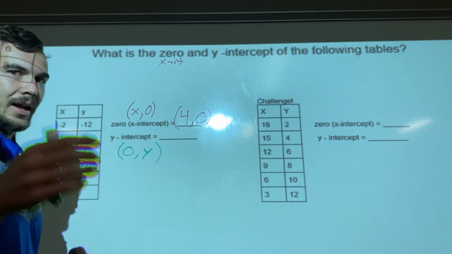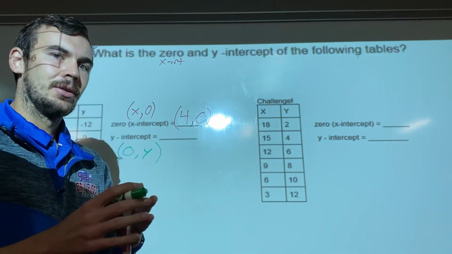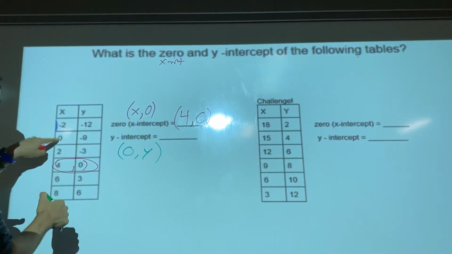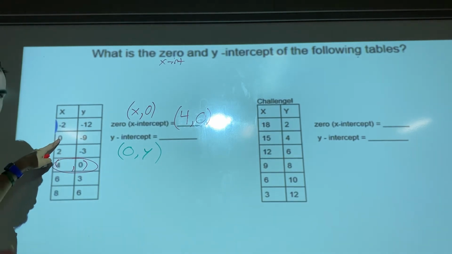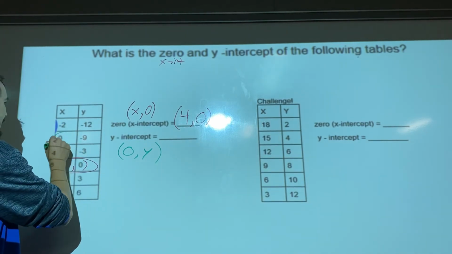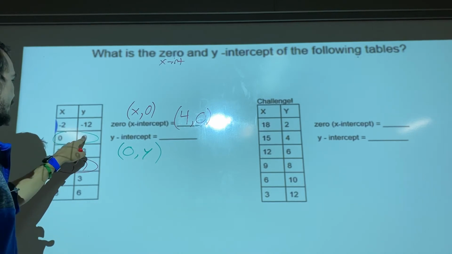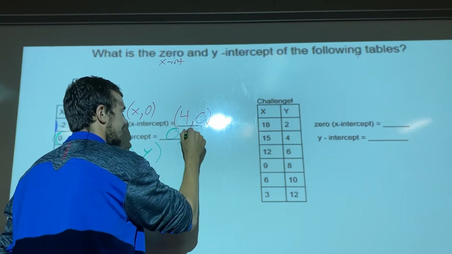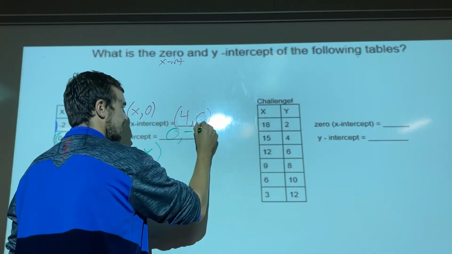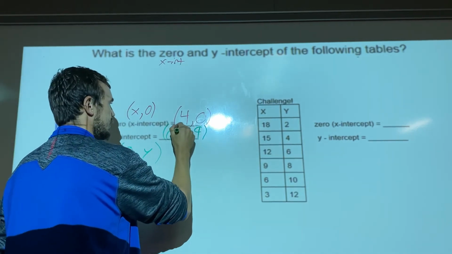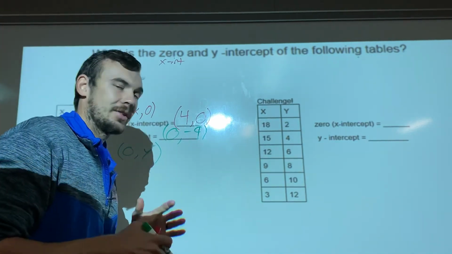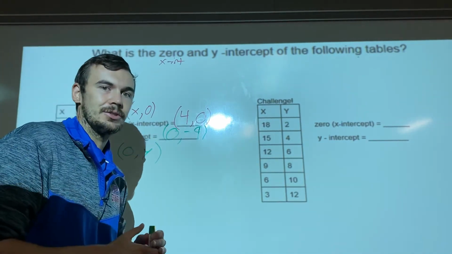Same thing with your y-intercept, all right? You want to look at the x column and look for 0, because that's your y-intercept. So we're looking here. Not a 0, 0. There's no more zeros. You're only going to have one y-intercept, guys. So here you go, 0, -9. This is your point. This is your y-intercept. That's not bad at all, right? Pretty simple question. And this is going to be a question you see, all right?